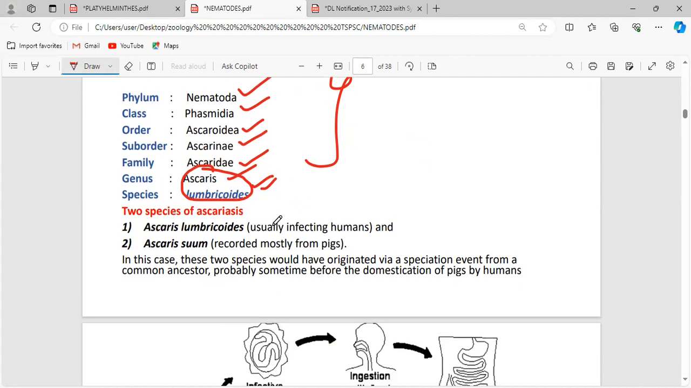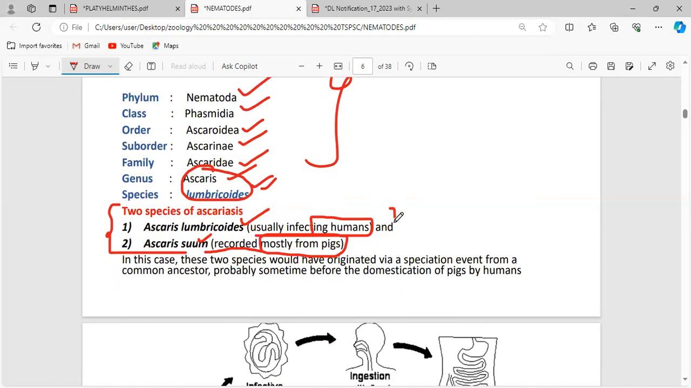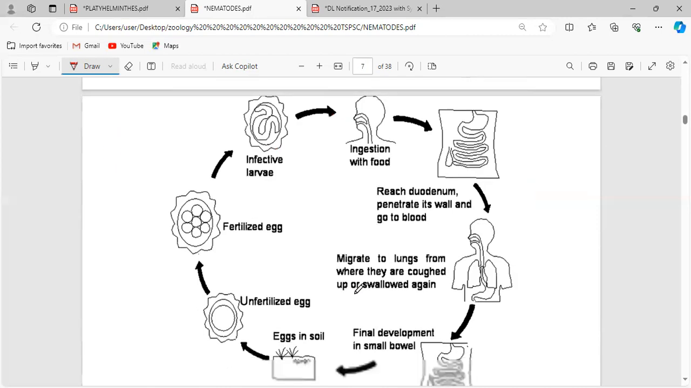So you should know there are two different species of Ascaris. What are the species? Ascaris lumbricoides and Ascaris suum. Ascaris lumbricoides infects humans, and Ascaris suum mostly affects pigs. See the difference between these two species. Okay, fine.